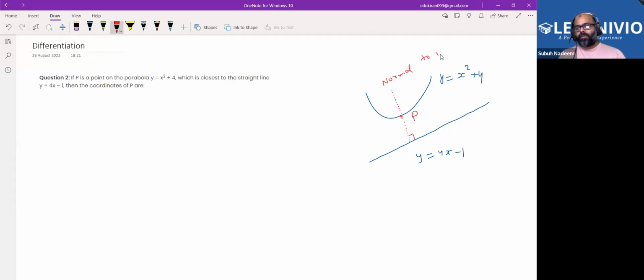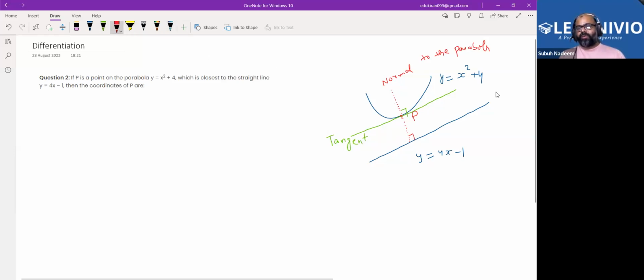So what is normal? Normal is something which is perpendicular to the tangent. So if we draw a tangent at this point like this, then this is a normal which is perpendicular to this tangent. This is tangent to the parabola. So keeping these points in consideration, we have to approach this question.